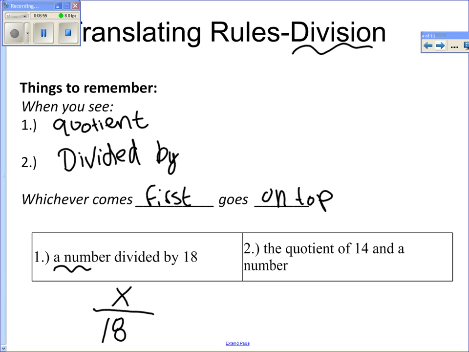And the same here, the quotient of 14 and a number. So I'm actually going to write 14 as the numerator, and then x would be the denominator. So quotient and divided by, the key thing is that whichever is written first in the sentence goes on top, or I'm going to actually write numerator.